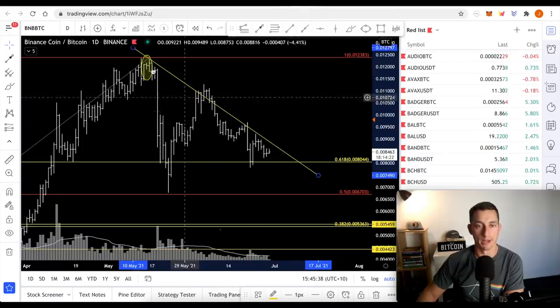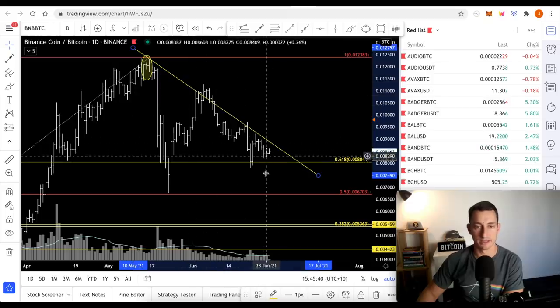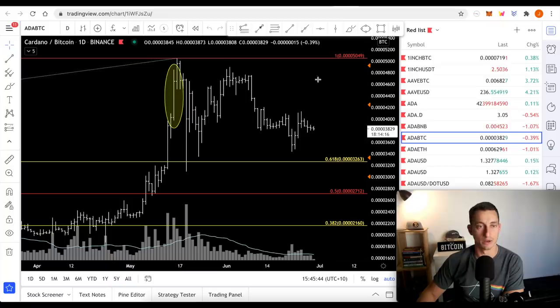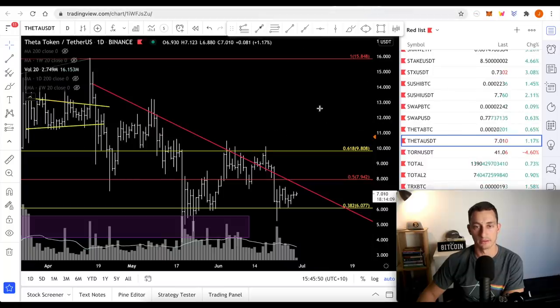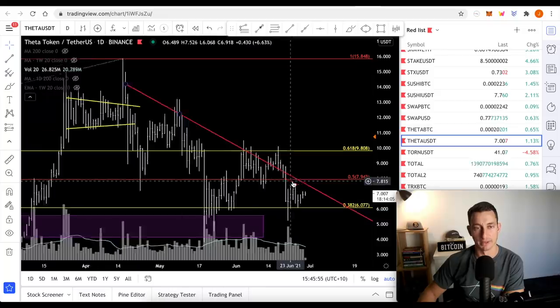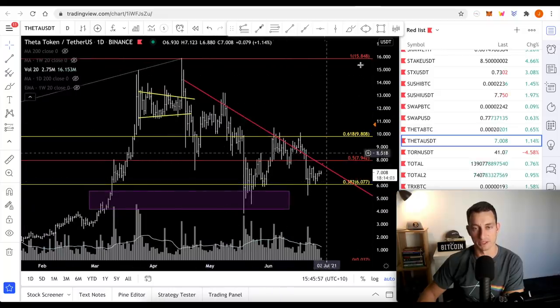Same deal for Binance. It's got a heavy resistance here, but at least it's holding up with a small higher bottom. You can see that again on ADA, small higher bottom. It's holding up again. Nice volume came in on this little low. Theta, higher bottom is forming. That's a good sign. But again, it's still being held down by some resistance.